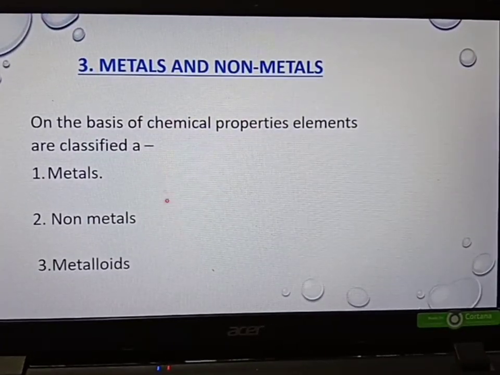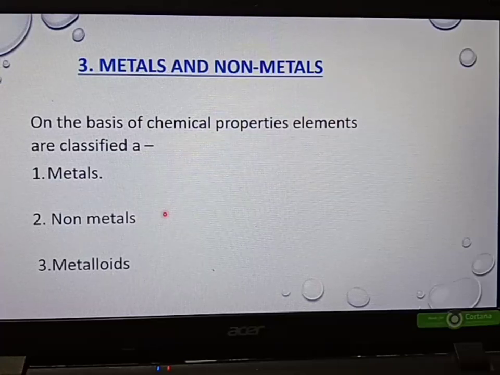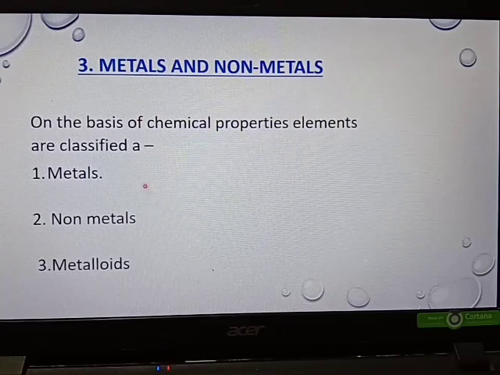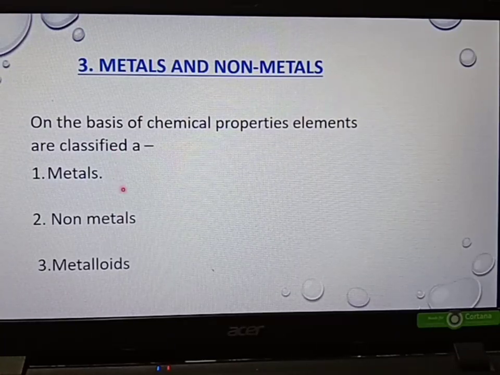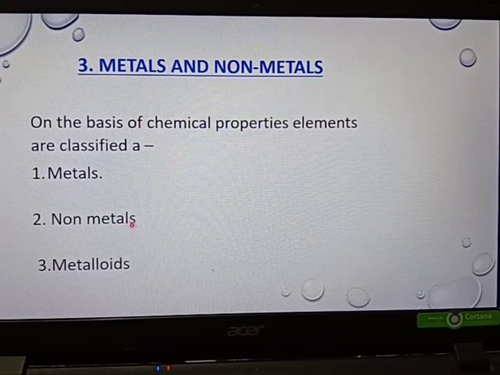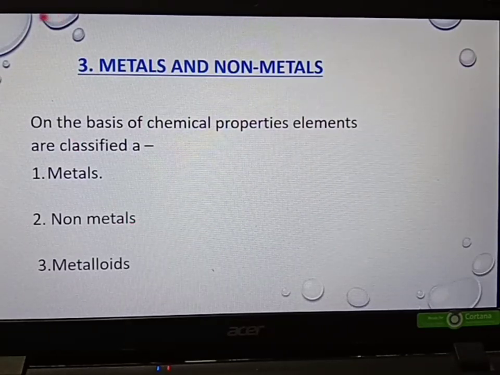In this chapter we are going to study the physical properties of metals and non-metals as well as the chemical properties of metals and non-metals also. Most of the properties we will study are of metals only, and few properties we will study of non-metals.